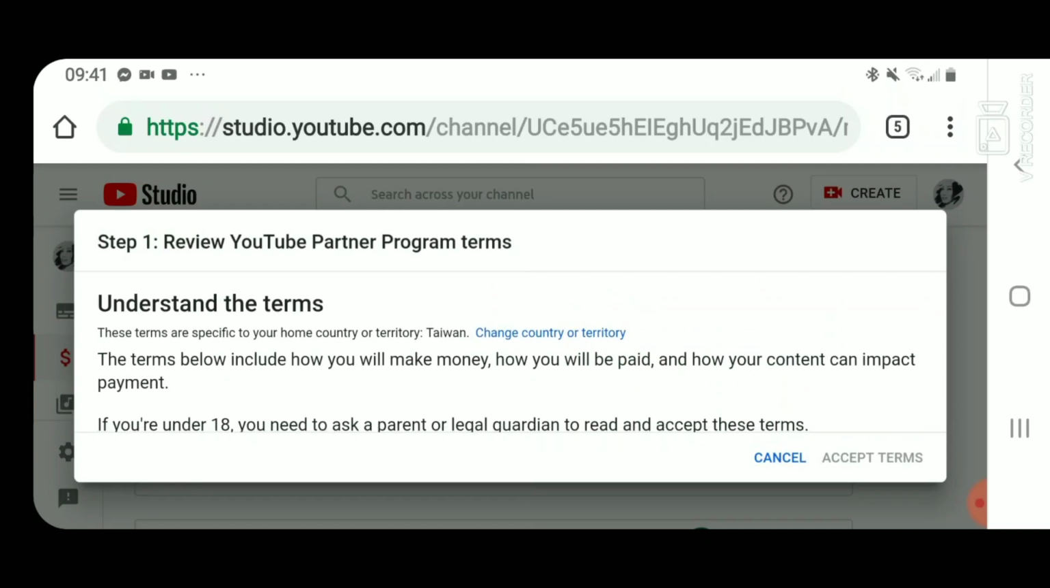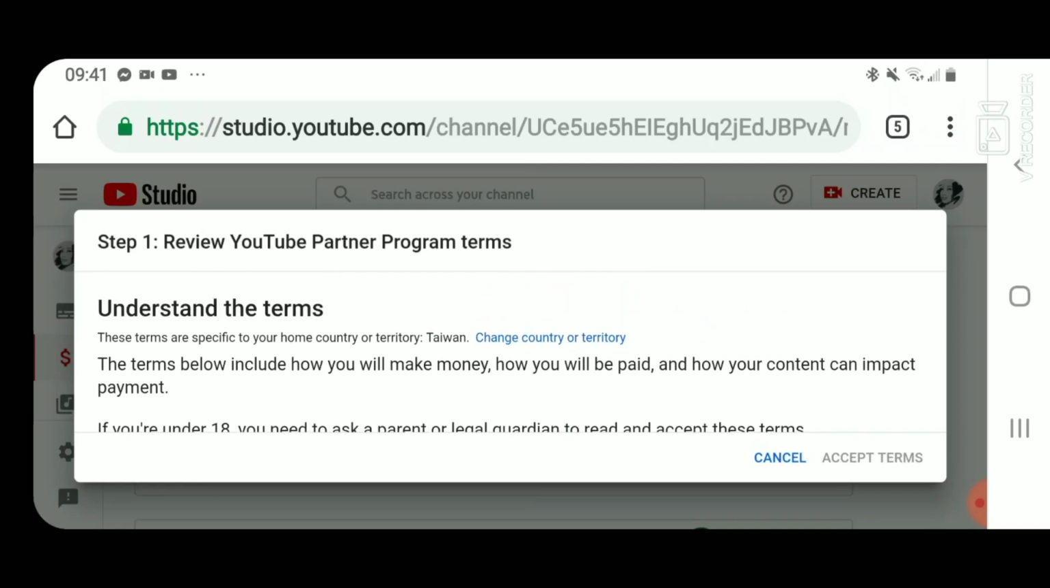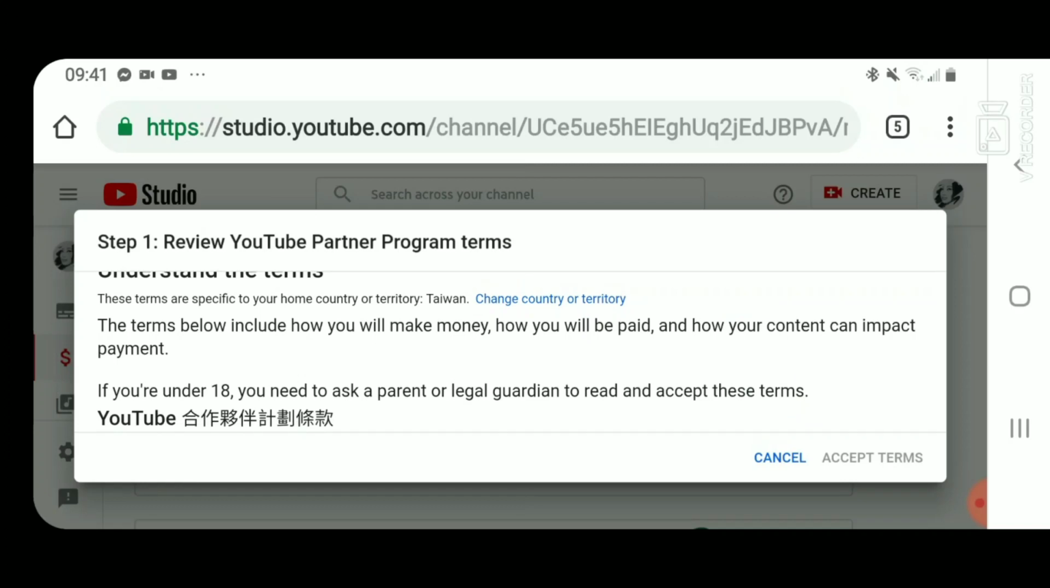You must read and understand the terms. Yan, review po natin siya. Review YouTube partner programs. Understand the terms. These terms are specific to you, to your home country or territory.